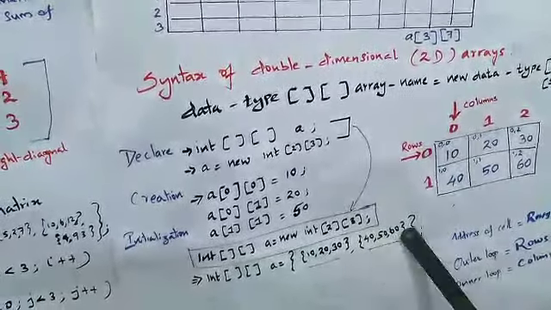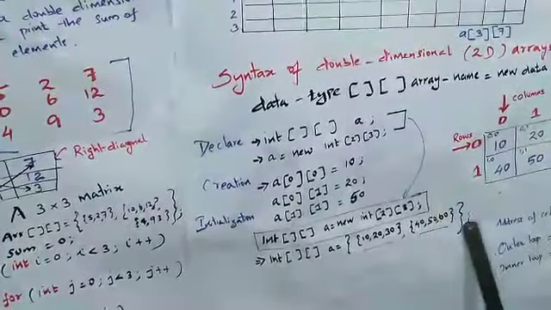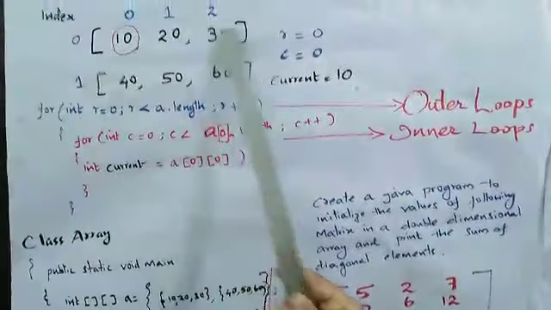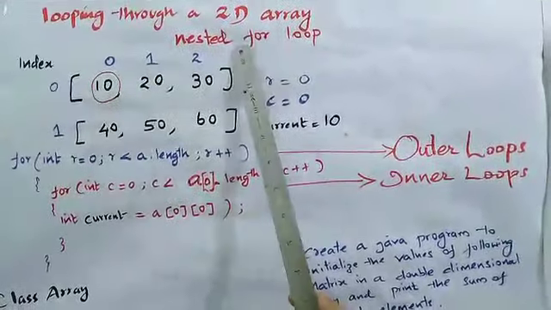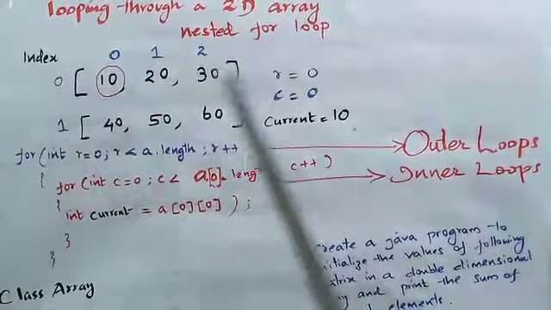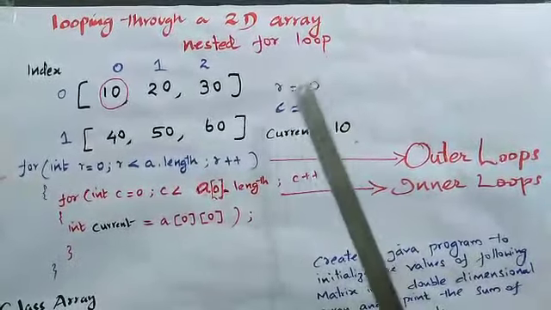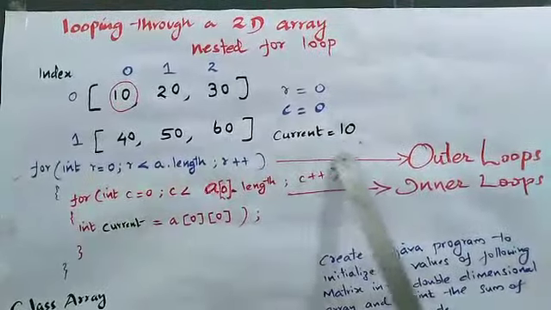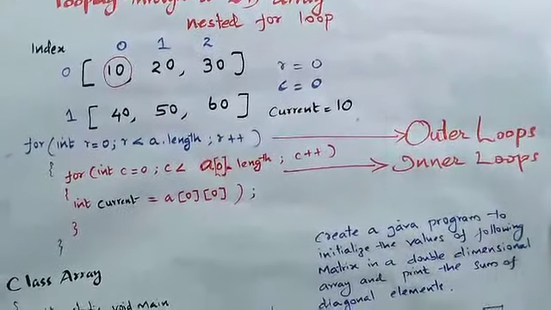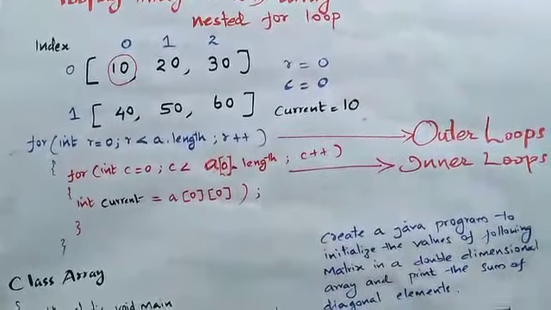Now come here. These elements 10, 20, 30 you have to use in a loop. How will you use a loop? Looping. Here 10, 20, 30, 40, 50, 60. R represents row and C represents column. So int I = 0 represents the outer loop. Int C = 0 represents the inner loop. Now what do we have to print?